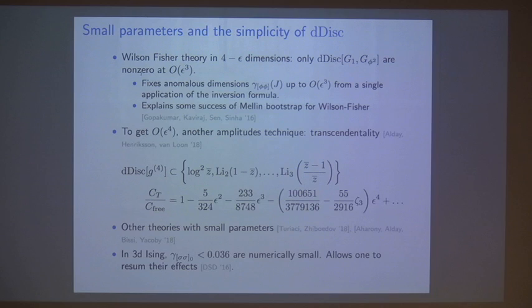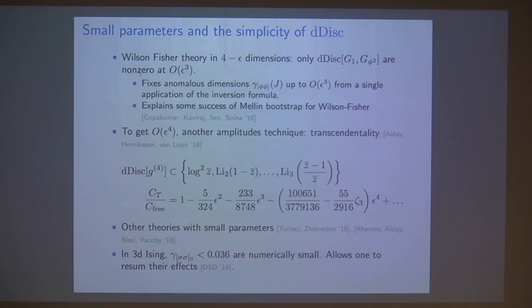And I think this fact, the simplicity of the double discontinuity in this theory, is to a large extent behind a lot of the success of the Mellin bootstrap for the Wilson-Fisher theory that you maybe have been hearing about in the last few years. One can actually go further in this case using another interesting idea from amplitudes. If you want to get to order epsilon to the fourth, you're faced with a complicated mixing problem. Essentially, you're faced with a mini version of this problem of disentangling multi-twist states. And there was an interesting idea to use the idea of transcendentality.